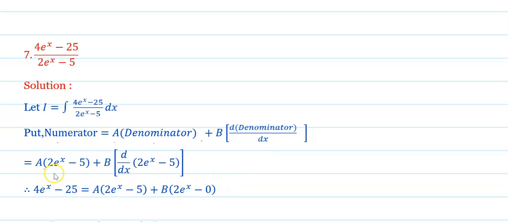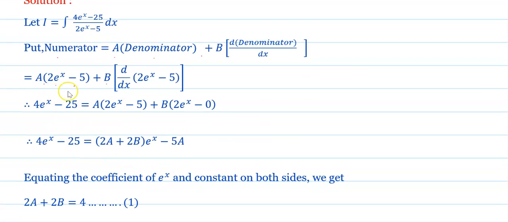A. What about the denominator? The denominator is 2e^x − 5. Okay, plus b into the derivative of the denominator. Now keep this as it is: a into in bracket 2e^x − 5, b into d/dx of the denominator. The derivative of 2e^x is 2e^x, and the derivative of 5 is 0.